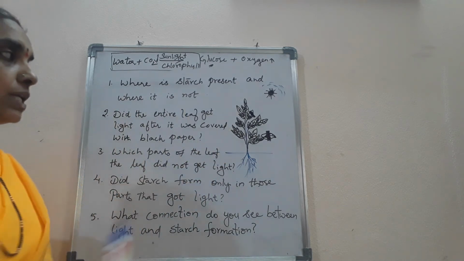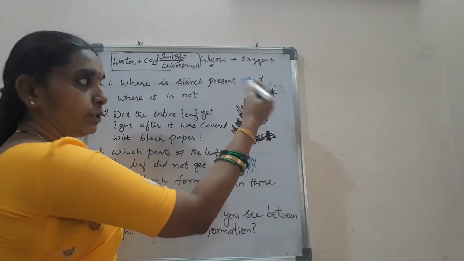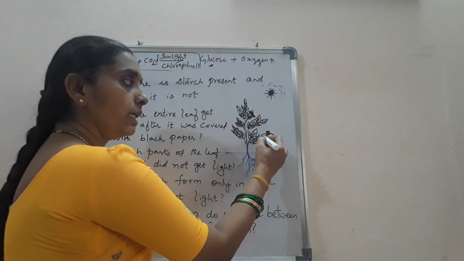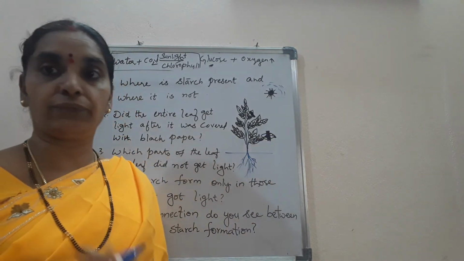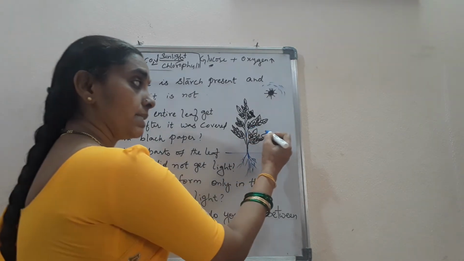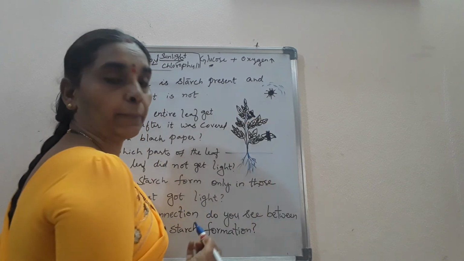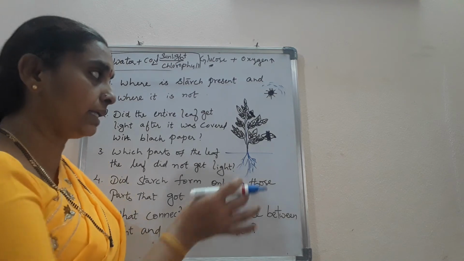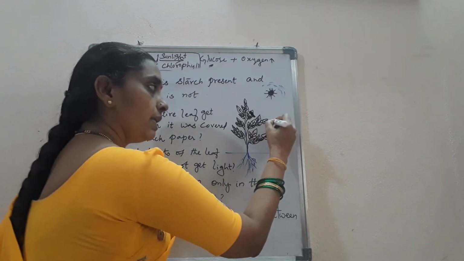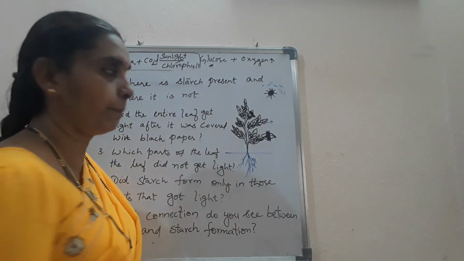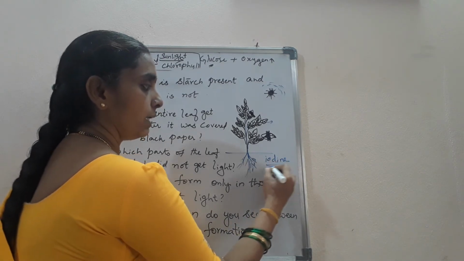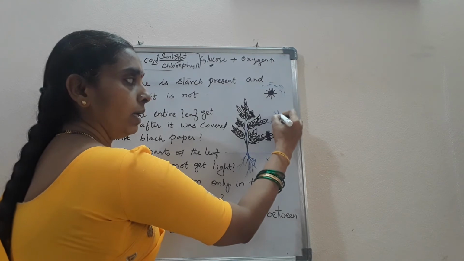Here the question is, if you do this experiment on light being essential for the preparation of starch, you have taken a leaf that is kept in sunlight for 2 days and then covered with black paper, and another leaf which is not covered with black paper. You can take both. First you do the green leaf that is not covered with black paper and dip it in the iodine solution. When you dip it in the iodine solution, it turns blue or black.